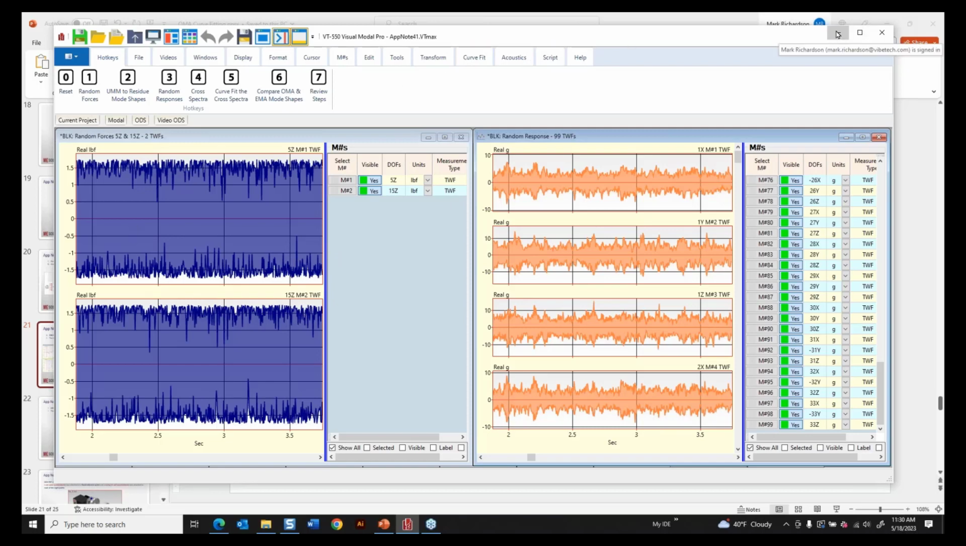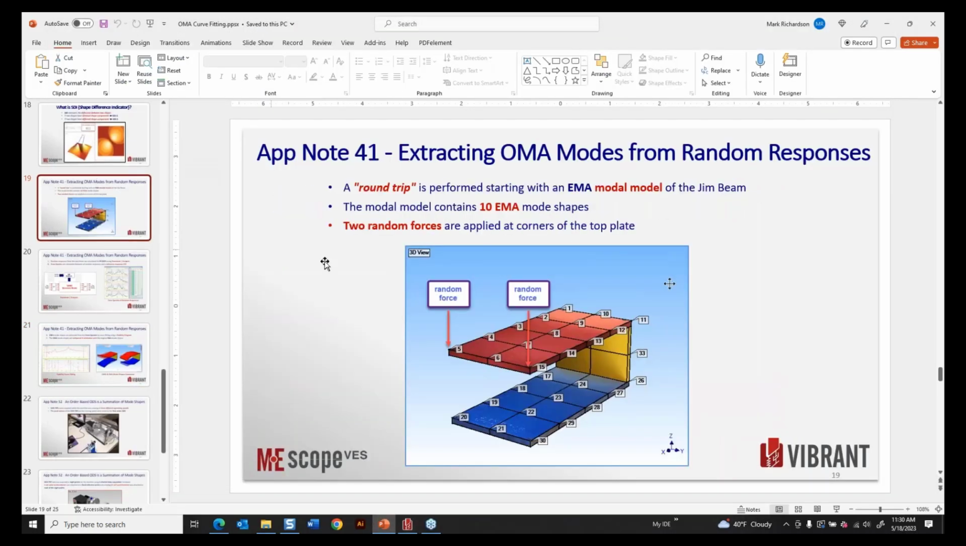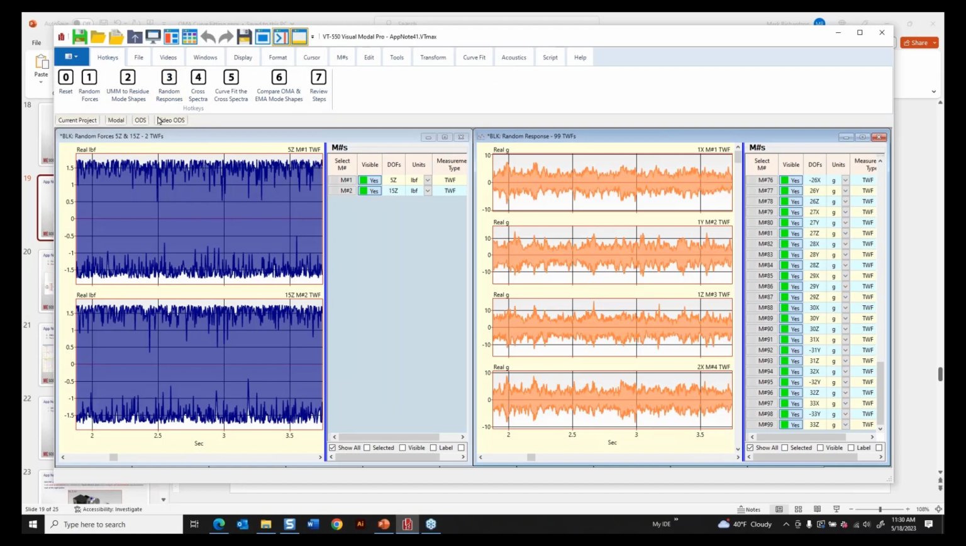Well, let's go back here real quick. There are 33 points on this Jim beam, and each of them has motion in the X, Y, and Z. So 33 times 3, there's where we get the 99 degrees of freedom. So let's go back to our examples here. Those are the random responses.